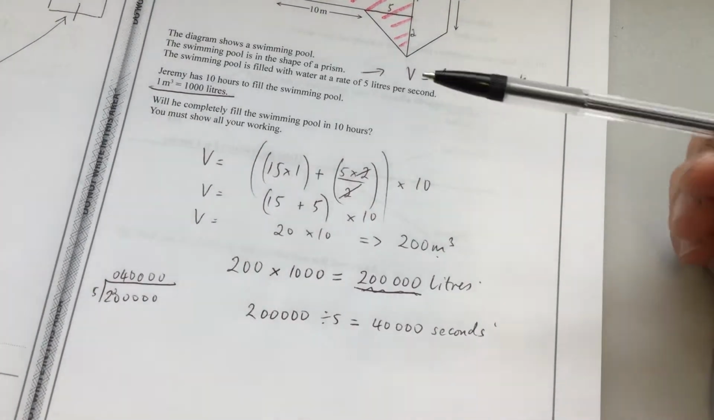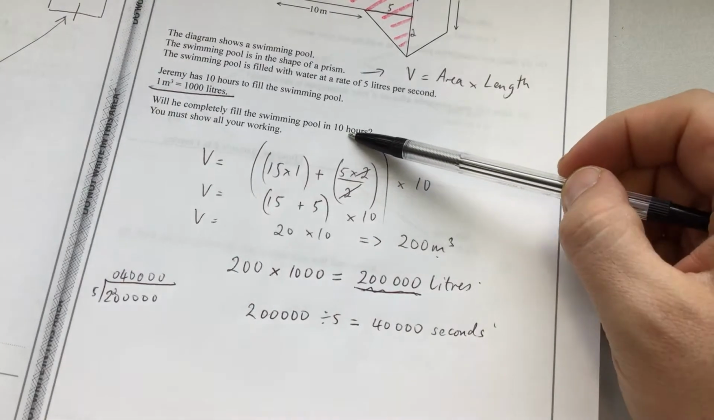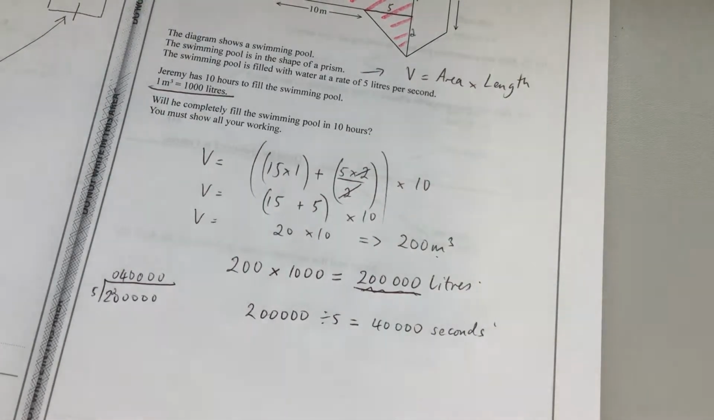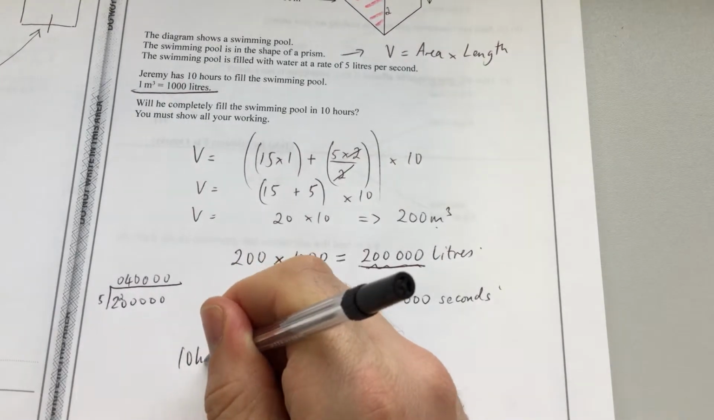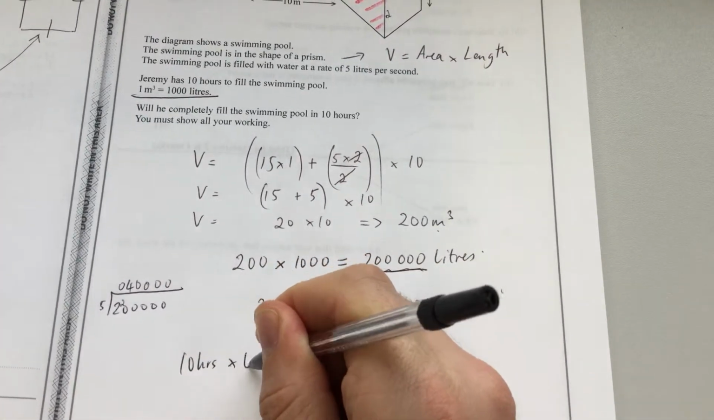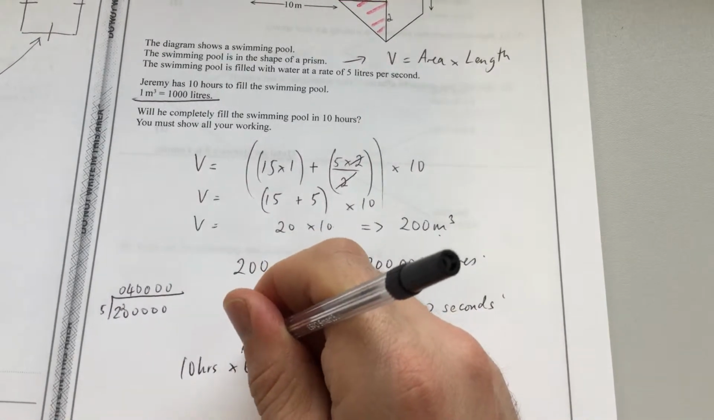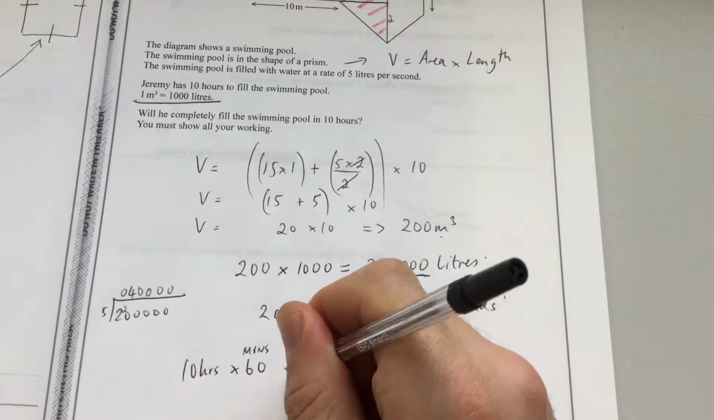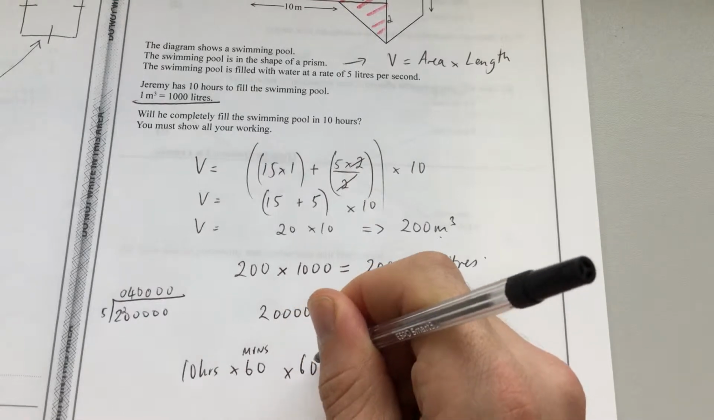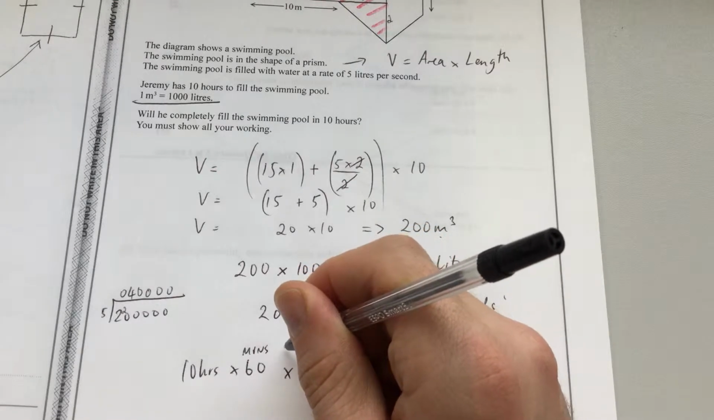Okay, and what I'm going to do now is turn 10 hours into seconds and see if it actually makes 40,000 or not. If it's less than 40,000, you won't fill up the pool. If it's more, you're going to be able to fill it up in time. Okay, so we're going to take the 10 hours. We're going to times it by 60 to turn that into minutes. So that's the minutes part happening. And we're going to times that by 60 to turn it to seconds.